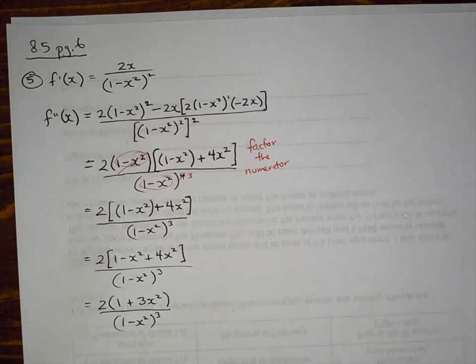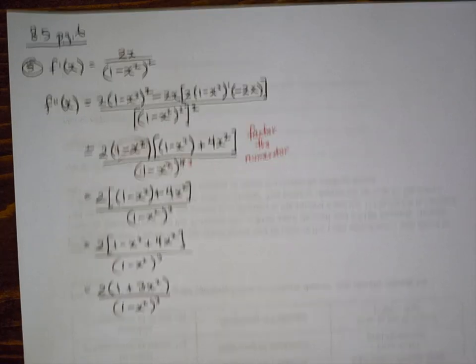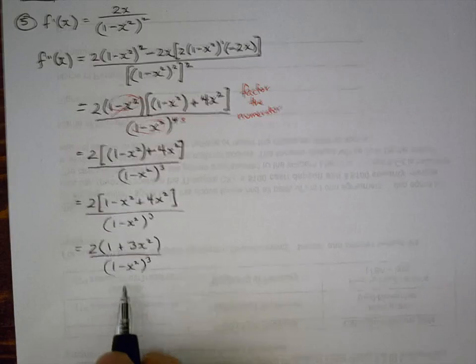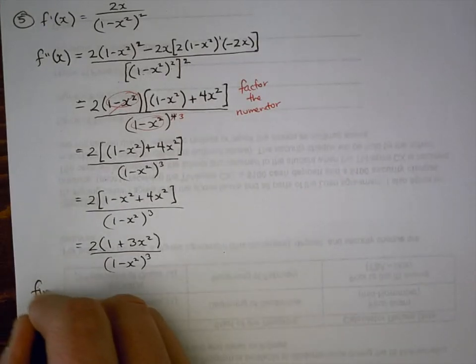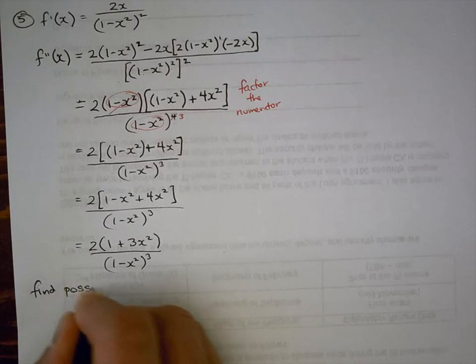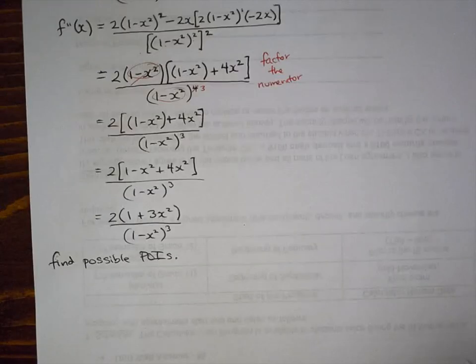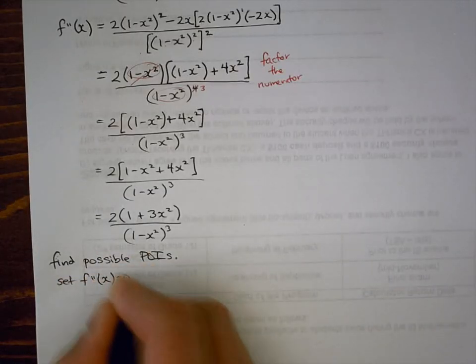Did I do that right? I think that looks correct. Again, the whole point of this is I want to get it into a factored form, because I'm going to do a sign diagram. But before I do a sign diagram, I need to find the critical points. We don't call them critical points. We will call them the possible POIs. Similar to last time, to do that, I have to set the second derivative equal to 0.